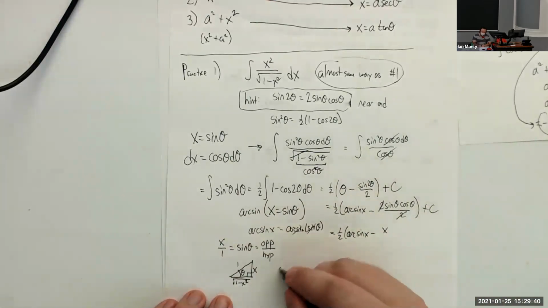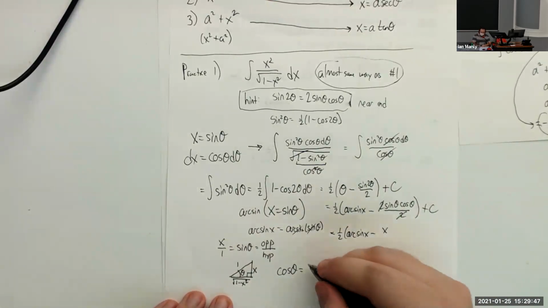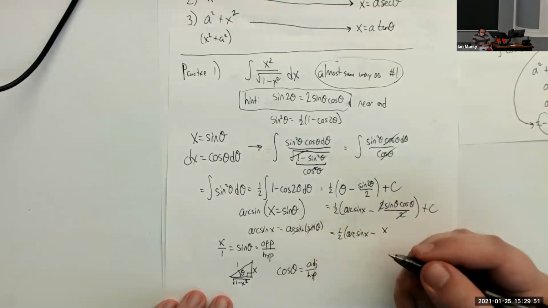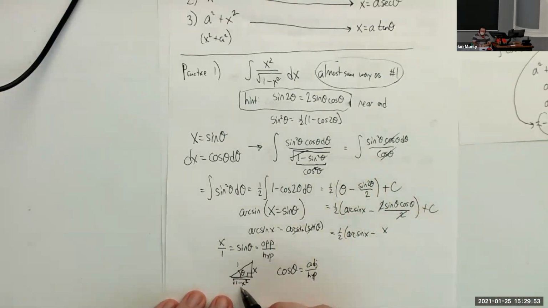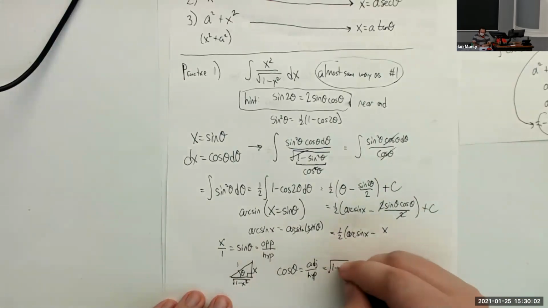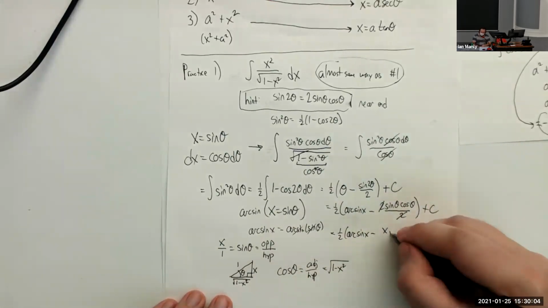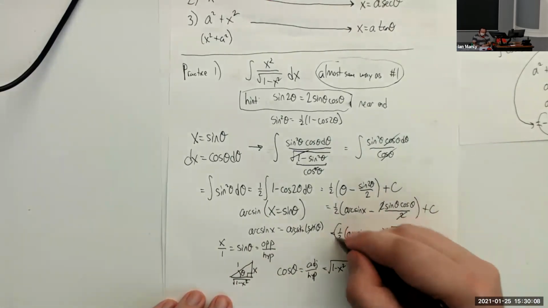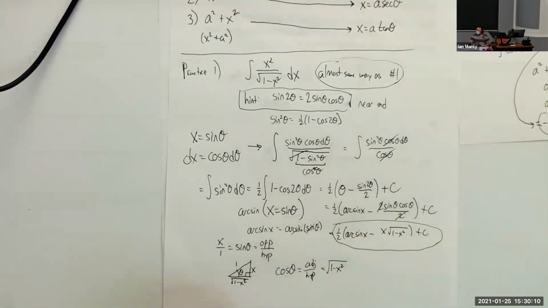All right, now back to cosine. We want to know what cosine of theta is going to be here. Cosine is adjacent over hypotenuse, right? So here's our adjacent side, it's root 1 minus x squared. And here's our hypotenuse, which is 1. So that means cosine is just the square root of 1 minus x squared. And there we go. Now we have everything back in terms of x, and we are all finished up with that.